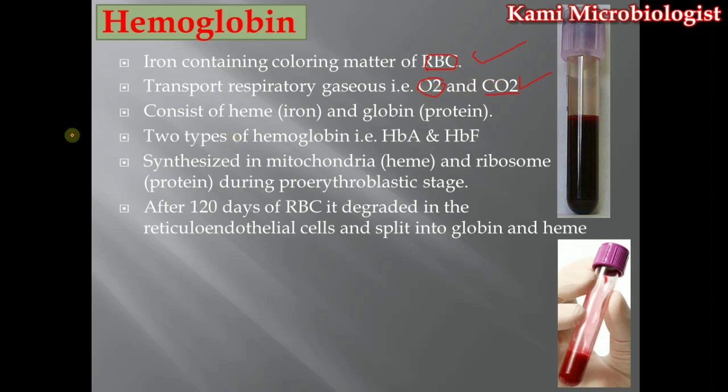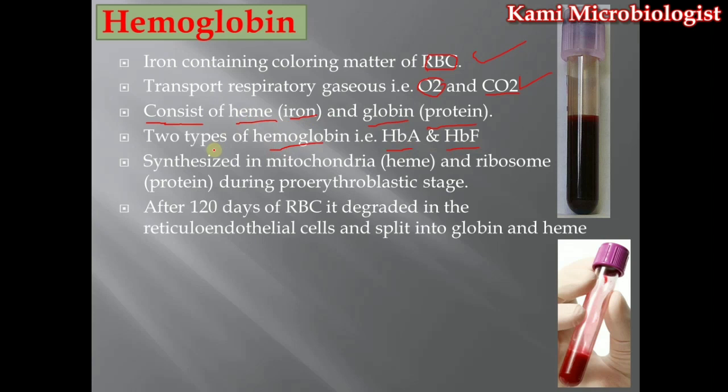Hemoglobin contains heme, which is the iron portion, and globin, which is the protein portion. There are two types of hemoglobin, HbA and HbF. HbA means hemoglobin adult, and HbF means hemoglobin fetal.